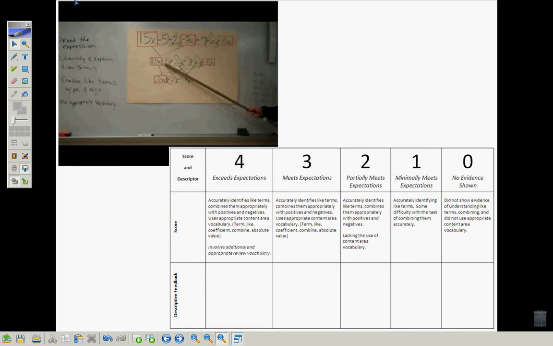Then this says 12x minus 5 plus 2y plus 7 minus 6y plus 8x. Then I brought these together, 8x and 12x for 20x, and the negative 5 and the positive 7 to positive 2, and the positive 2y and the negative 6y to negative 4y. And I can't put these together because they're all different. So I left it as 20x plus 2 plus negative 4y.